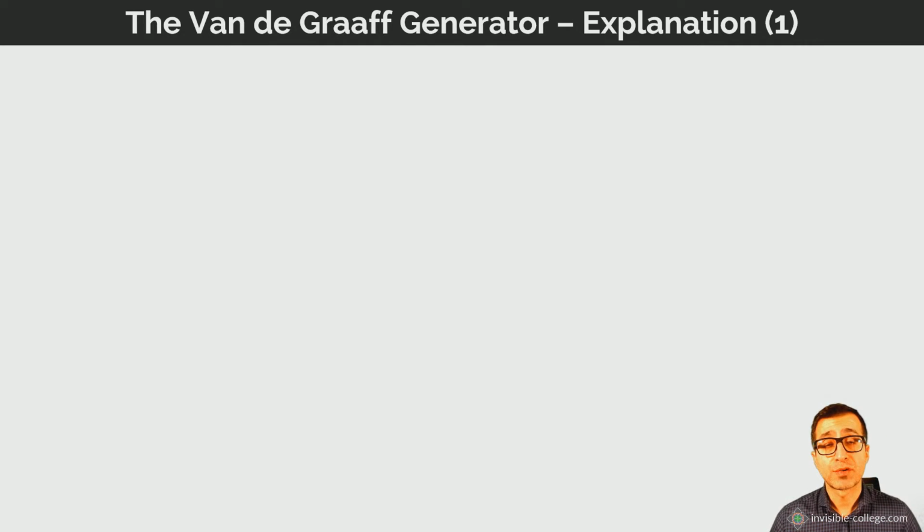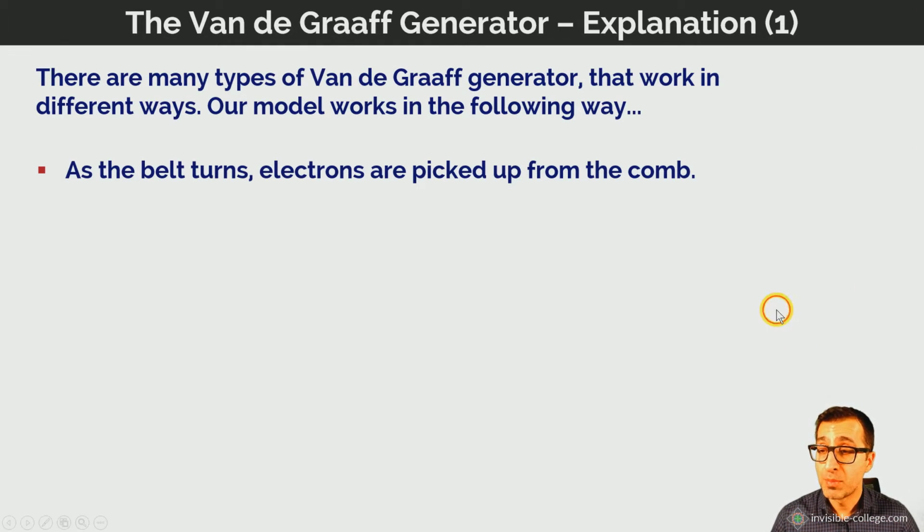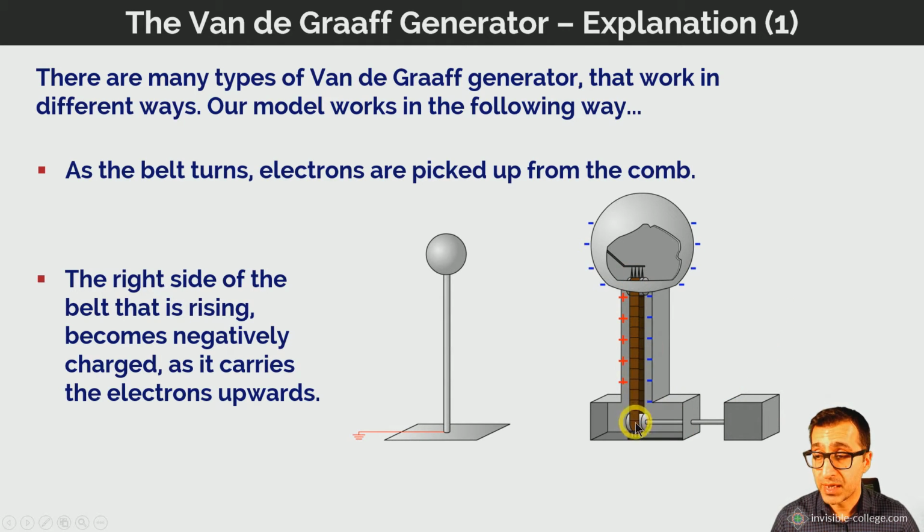So there are many types of Van der Graaff generator, and they work in many different ways. Now the model that we're looking at works in the following way. As the belt turns, the electrons are picked up from the comb. The right side of the belt, which is rising here, that you saw rising in that animation, becomes negatively charged, and then it carries the electrons upwards. Now the reason for this is because as it moves in this direction, as we'll see, there is an excess of negative charge on the belt here.